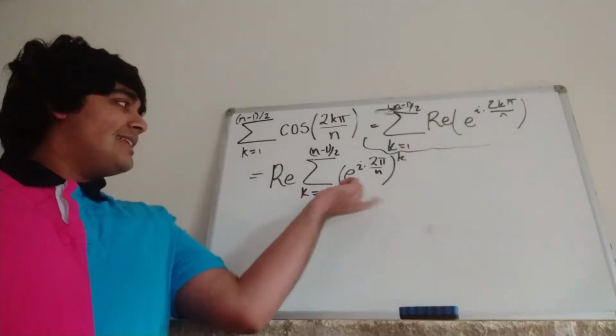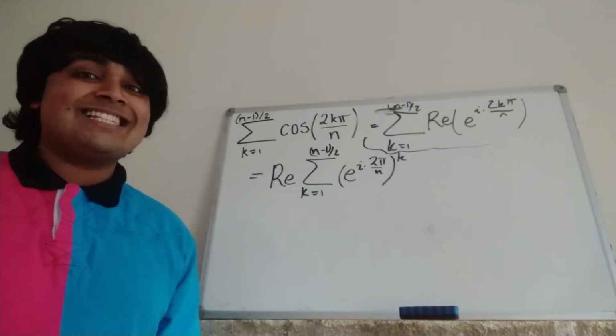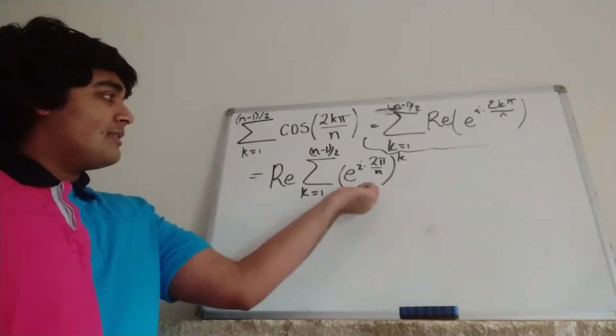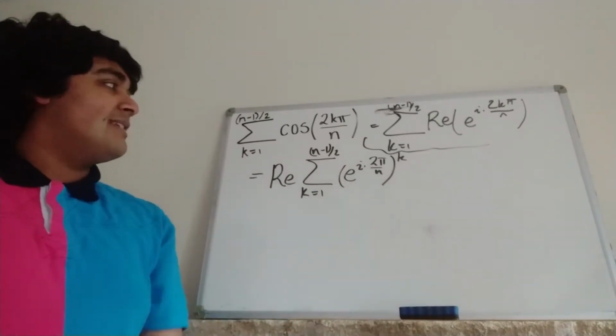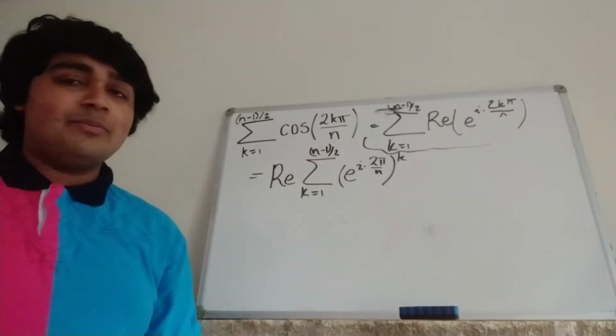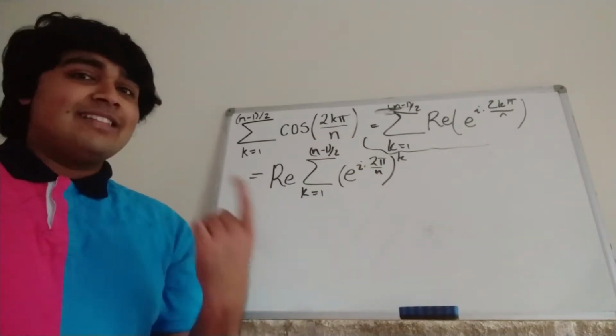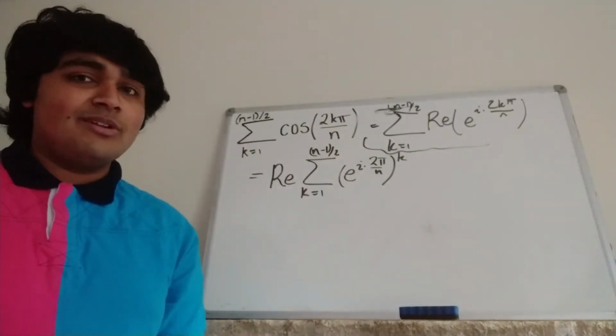And the reason for that is now if we just look at this thing here, we see that it's a geometric series or geometric progression, because the first term when k is 1 is just e to the i 2 pi over n. The next term when we have k equals 2 is this thing here but squared, then cubed, then to the power 4 and so on, all the way up to n minus 1 over 2.